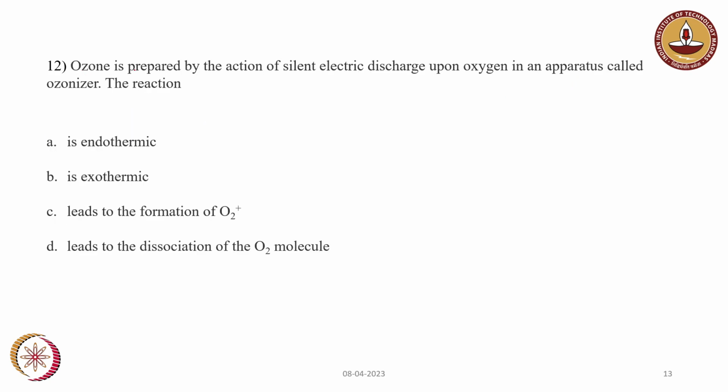Next question: ozone is prepared by the action of silent electric discharge upon oxygen in an apparatus called an ozonizer. The reaction is option A, endothermic; option B, exothermic; option C, leads to the formation of O2 plus; and option D, leads to the dissociation of the O2 molecules.